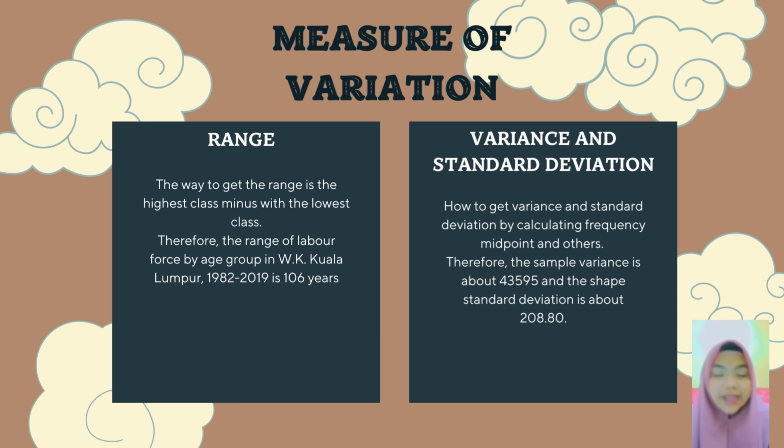Next, variance and standard deviation. How to get variance and standard deviation is by calculating frequency, midpoint, and others. For example, the sample variance is about 43,565, and the sample standard deviation is about 208.